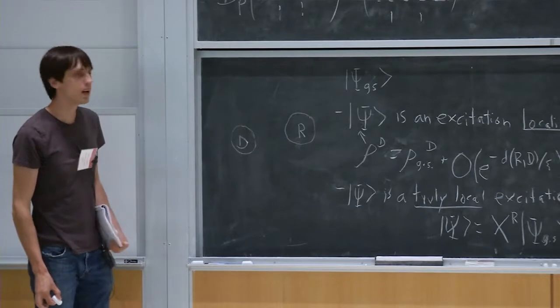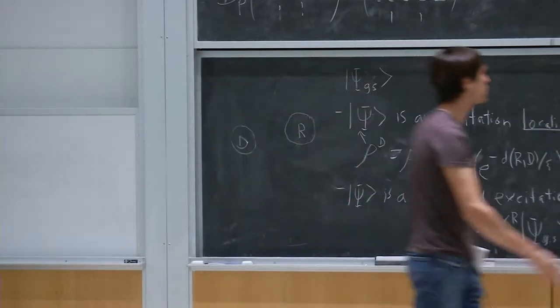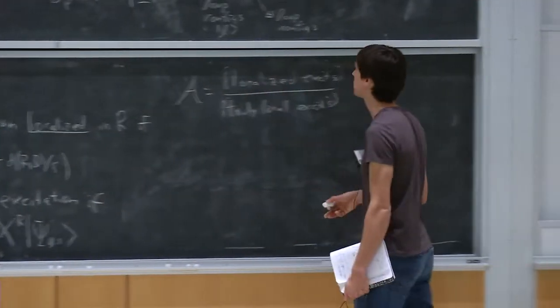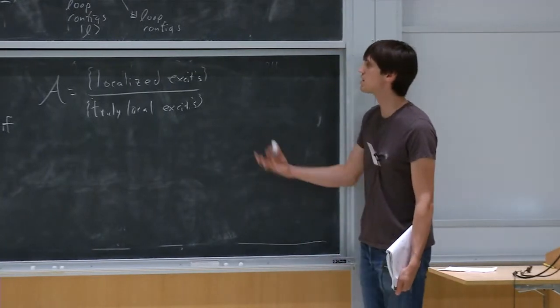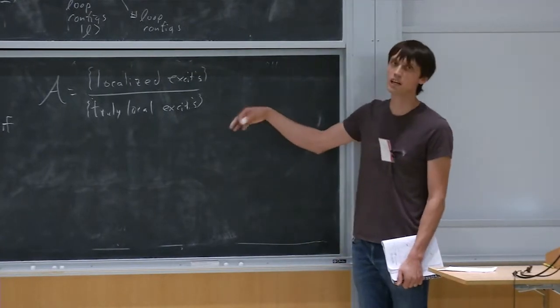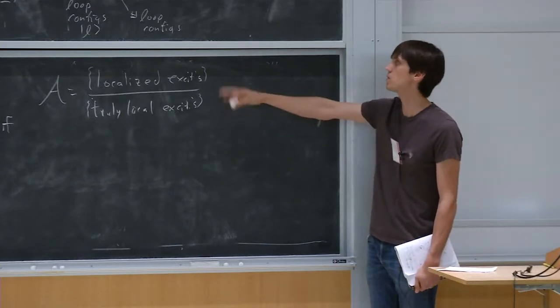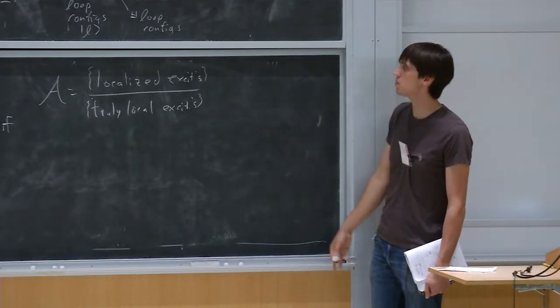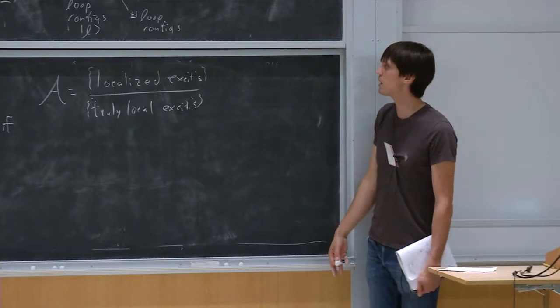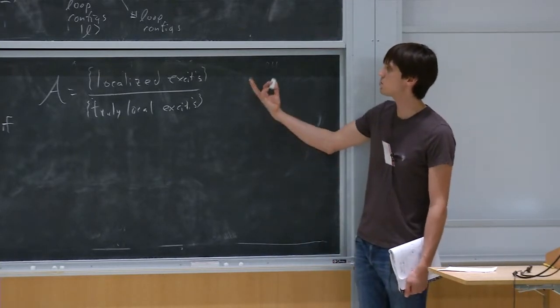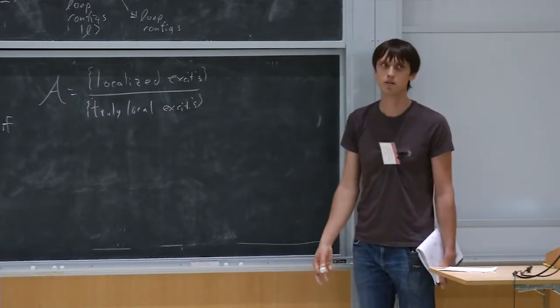Okay, so you can define this quotient now. This isn't really precisely defined. There is a formal definition of what this quotient means, but I'm only going to say it roughly. You want to define the set of all localized excitations modulo the set of truly local excitations.